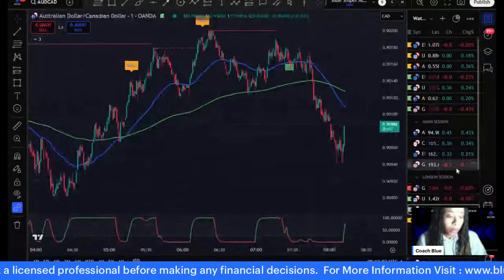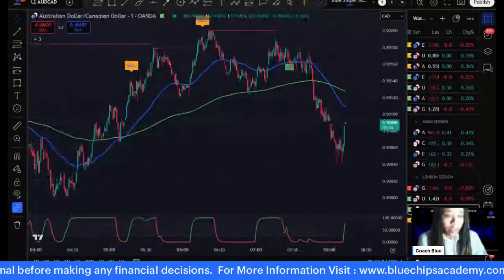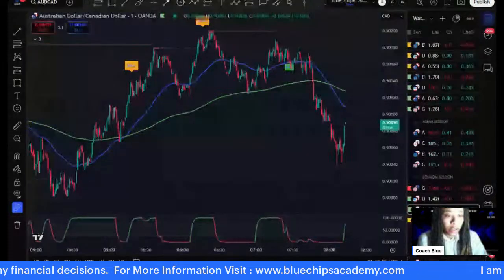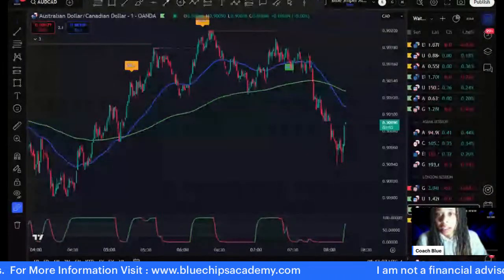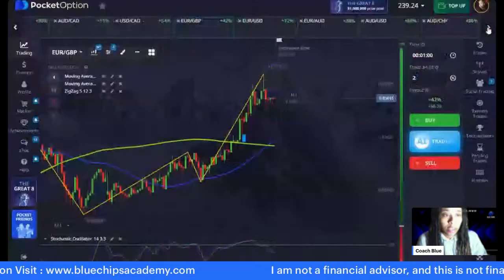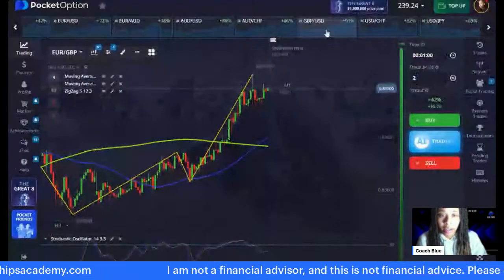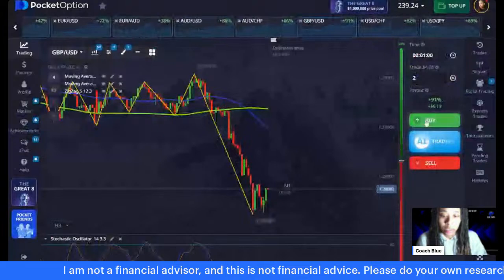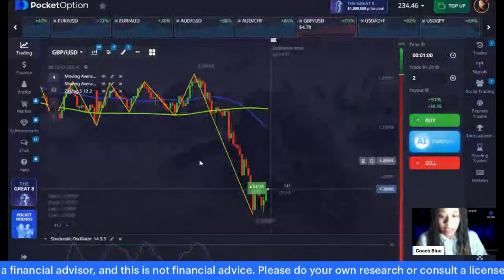Okay, we're getting an alert here. GBP USD for a buy. Let's go take a look. GBP USD for a buy. First thing I'm looking for is the payout. Okay, payout is 91%. We got support here. I like what I'm seeing. So I'm at 2%. I got into the trade for GBP USD.